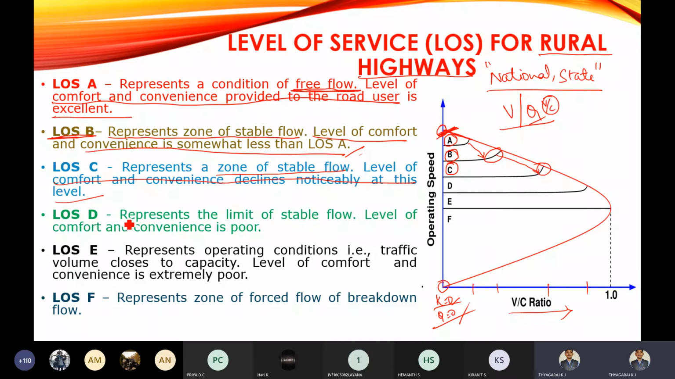Then comes level of service D, which represents the limit of stable flow. Here also it is stable.